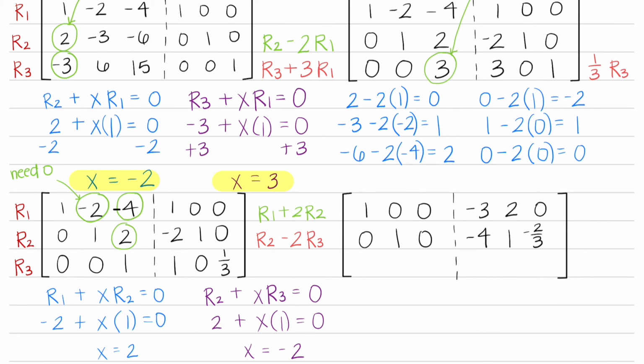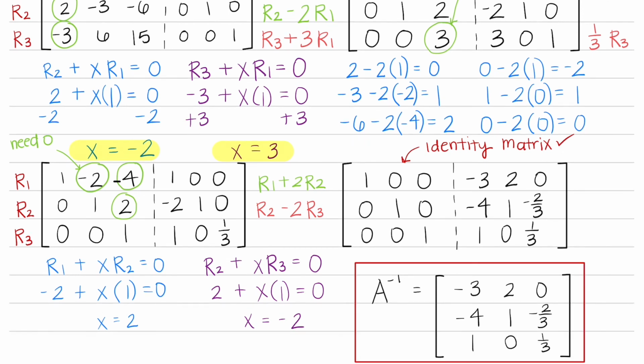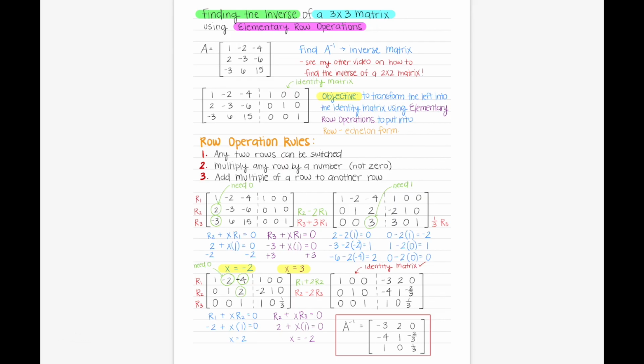For row 3, we don't need to change anything, so let's write it as it is. Now if you look at the left over here, we successfully solved for the identity matrix. So on the right, what we have left over is going to be the solution to your inverse matrix. A inverse equals -3, 2, 0, -4, 1, -2/3, 1, 0, 1/3. That is your solution. Here's the full problem so you can screenshot it for your notes.